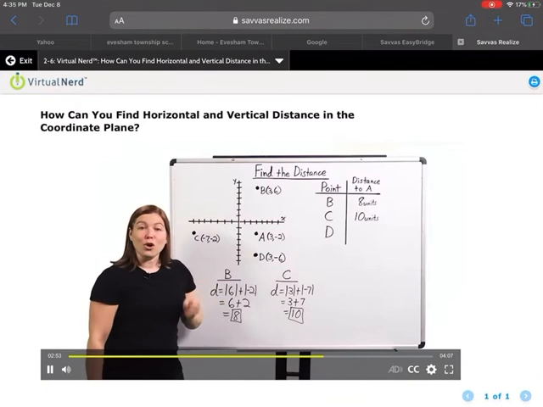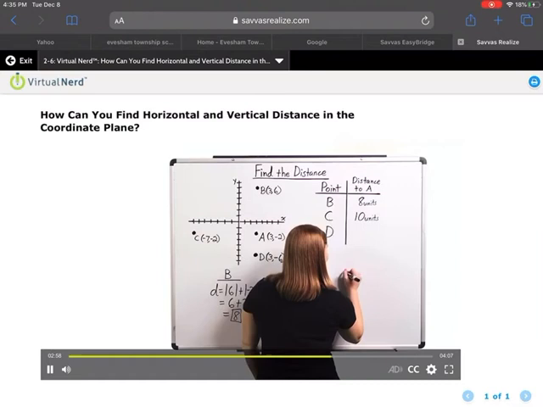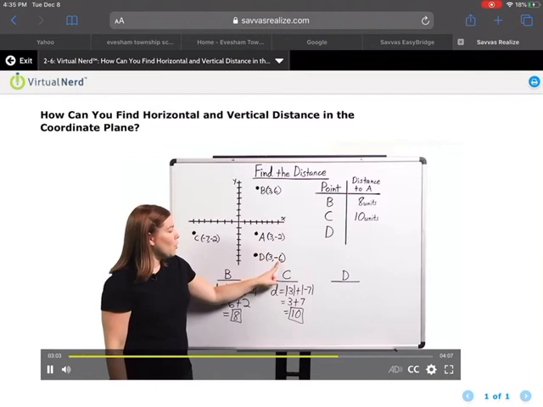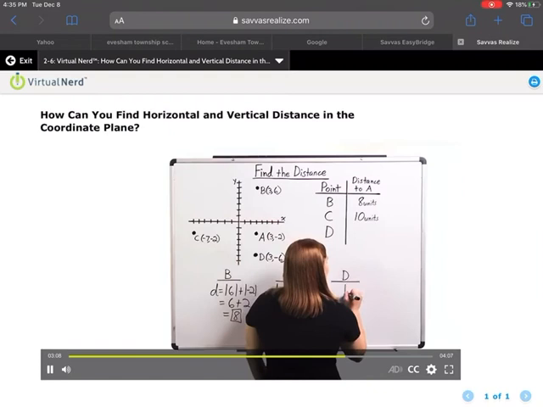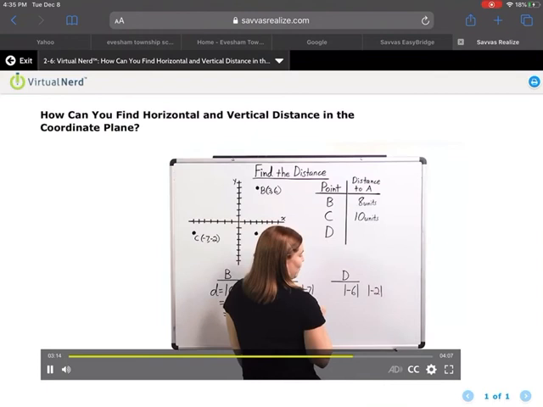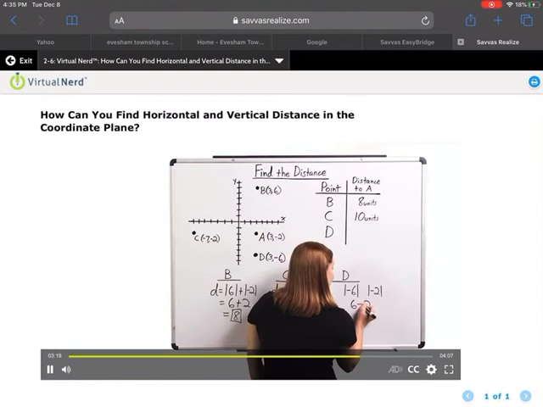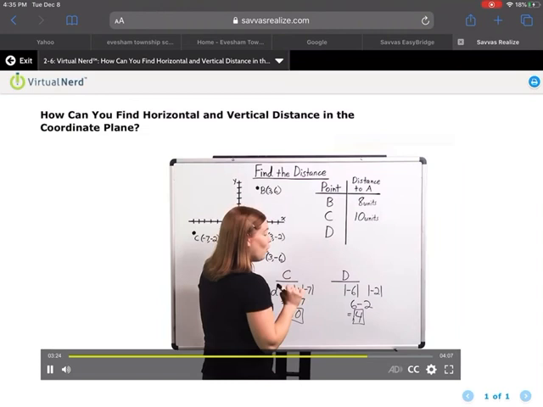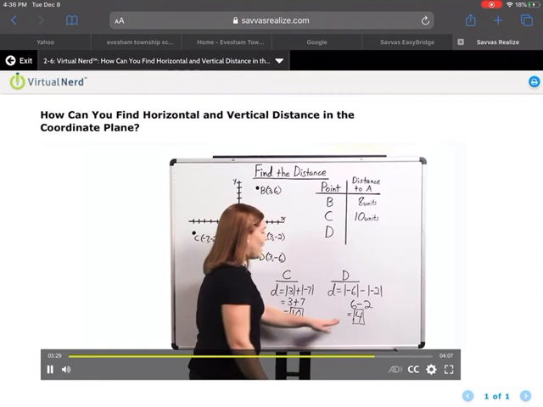But could we come up with another rule that would help us find this distance without counting? Let's see. Well, before we were using those other coordinates, so let's use that. And we were using absolute values. So let's take the absolute value of each of them. The absolute value of -6 and the absolute value of -2. That leaves us with 6 and 2. Well, if we take 6 minus 2, we get 4, the distance we just counted. So if we were to find this difference, then we would find the distance between those points. And we have just found another rule to help us.